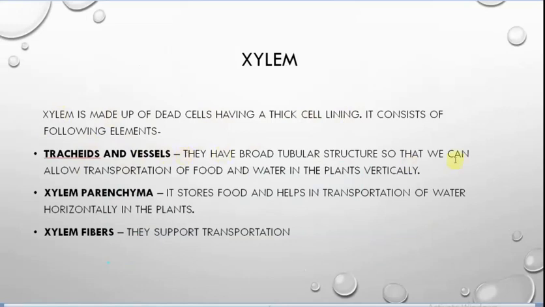They have a broad tubular structure so that they allow transportation of food and water in the plant vertically. So trachea and vessels help in the transport of food and water in the plants in vertical direction. Next one is xylem parenchyma. What is the work of the xylem parenchyma? It stores food and helps in transportation of water horizontally in the plant. Third one is xylem fibers. What is the work of the xylem fibers? They support transportation.